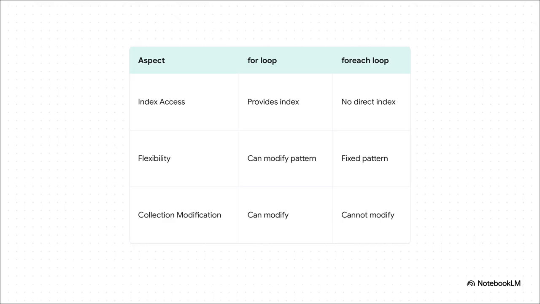Then you have the foreach loop. That's your paintbrush. It's way simpler, way more readable. It just goes through every single item one by one. But, and this is super important, it won't let you change the collection while you're in the middle of using it. It's a really great safety feature, actually.